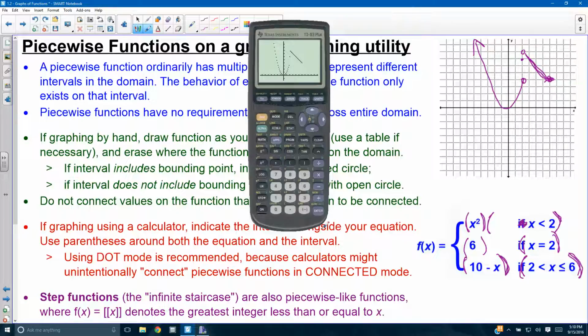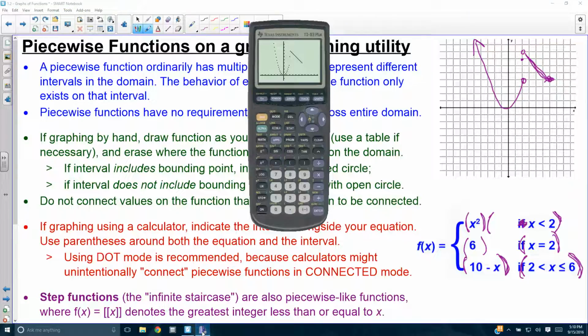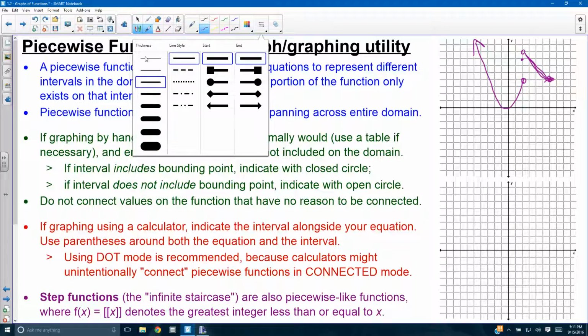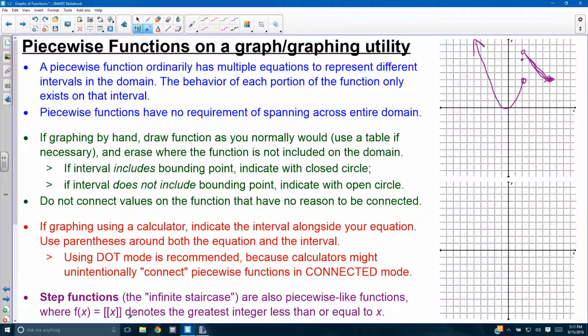Okay, the next thing I'm going to look at here are step functions, the infinite staircase. Step function is a way of kind of drawing a bit of a staircase. It is a piecewise function, but it's a never-ending one. And what happens is it says this, f of x equals, and this double bracket thing with x, it means the greatest integer less than or equal to x. So what this means is, let's say we put in f of 1. Well, 1 goes in. And what comes out? Well, 1, because 1 is the integer that is less than or equal to this number.